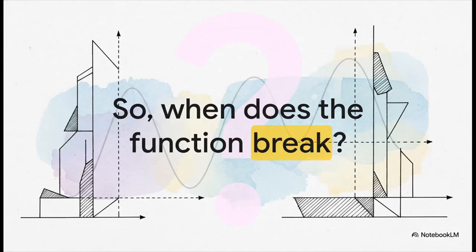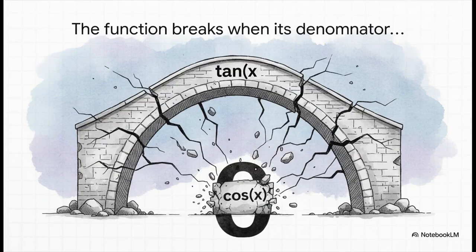Okay, so knowing what we know now about those vertical asymptotes, this leads us to the most important question of all. Where does this thing actually fall apart? Where are the invisible walls? You got it. The whole structure just breaks down the second that denominator, cosine of x, equals 0. That's the exact moment the tangent function shoots off to infinity and creates one of those walls.